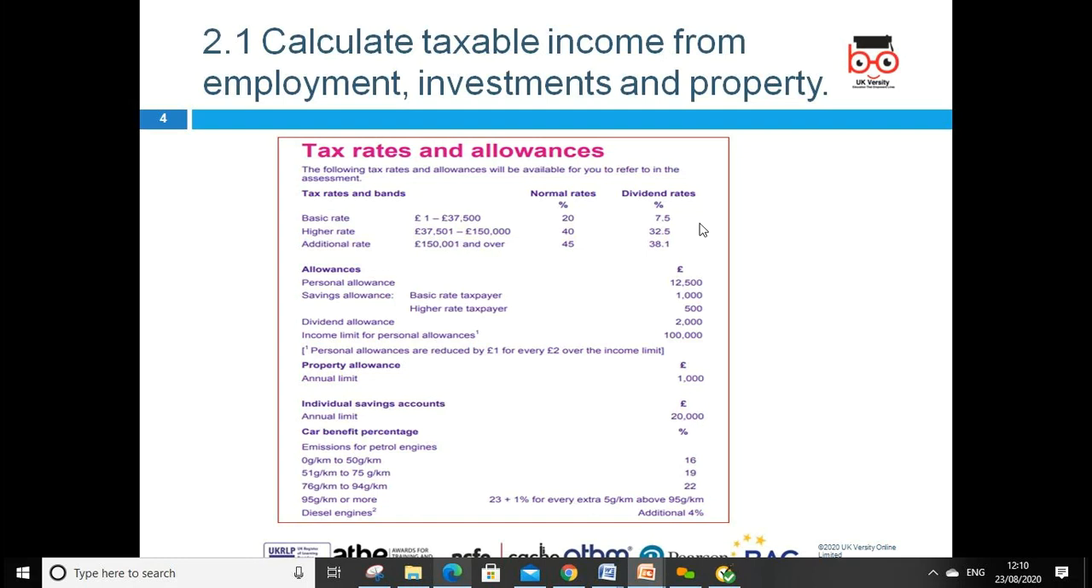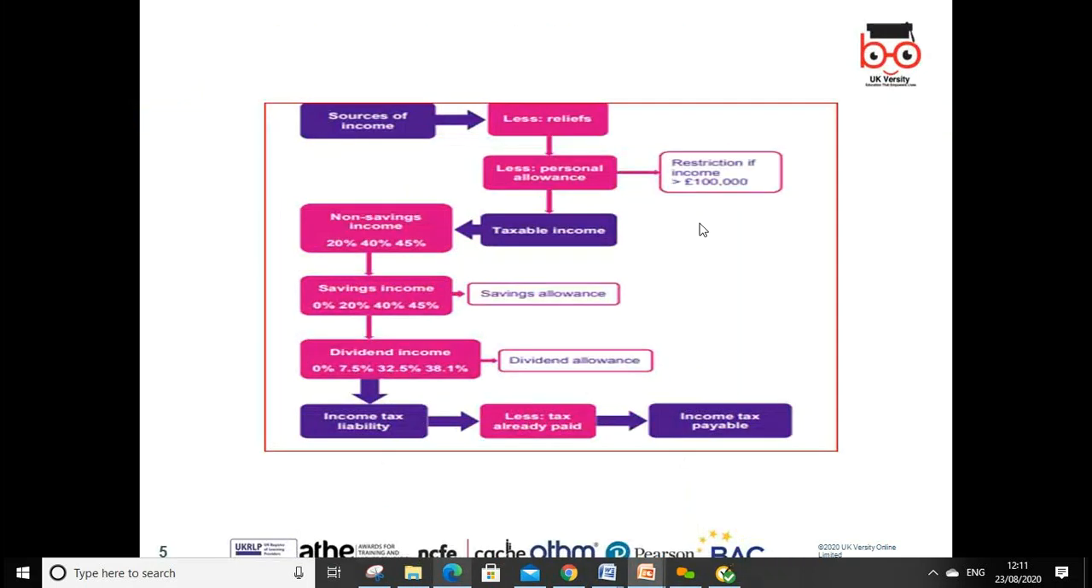If you're a higher taxpayer, it means your income comes under this bracket, which is 37,500 to 150,000. Your exempt limit will be 500 only on the personal savings, vice versa. So we need to look at all this, and if your dividend allowance is only 2,000 is exempt. If you're more than 2,000, of course, you have to pay the tax on it.